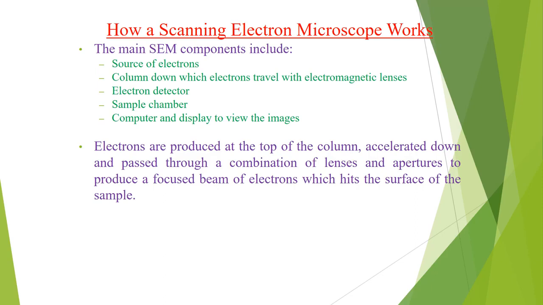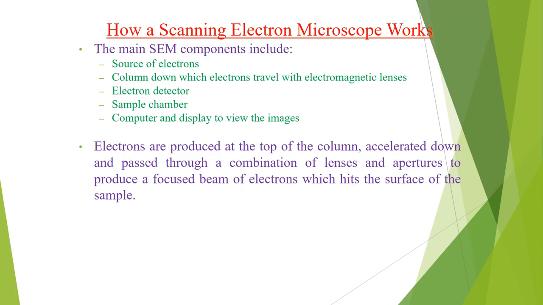So here we will start with how a scanning electron microscope works. The main SEM components include a source of electrons, a column down which electrons travel with electromagnetic lenses, electron detectors, and sample chambers. These are the main components of scanning electron microscopy. A computer and display to view the image are also required, which are combined with these components.